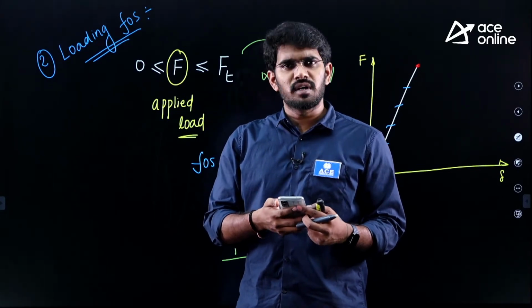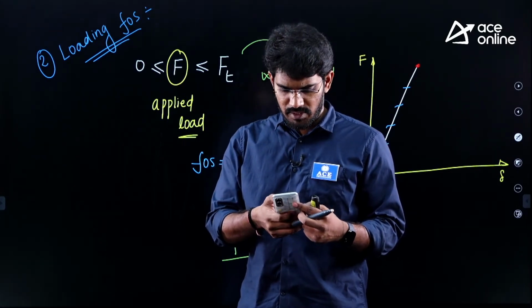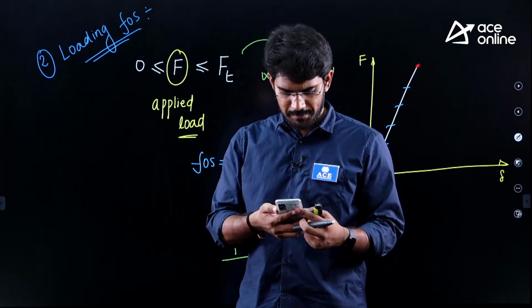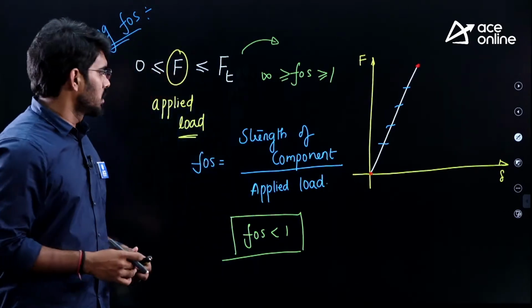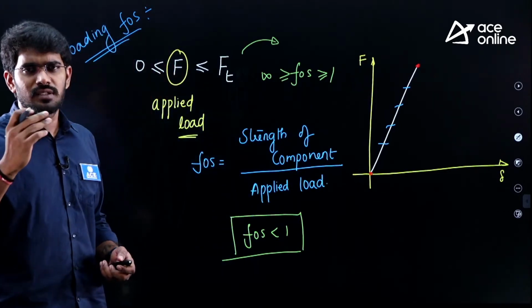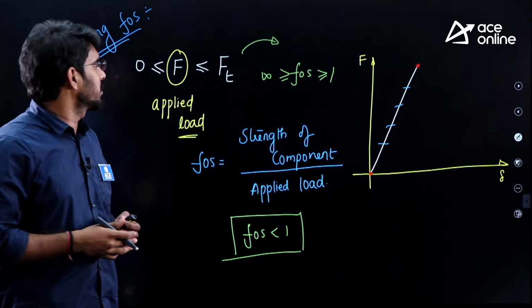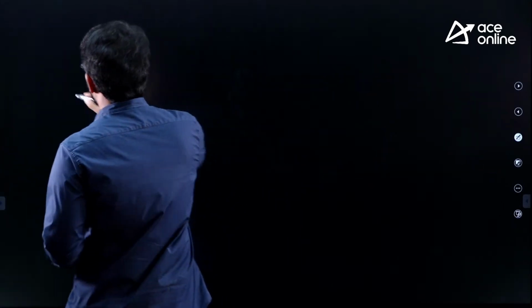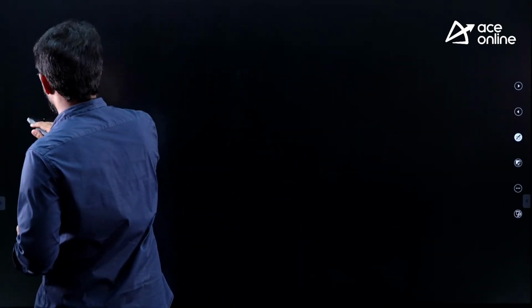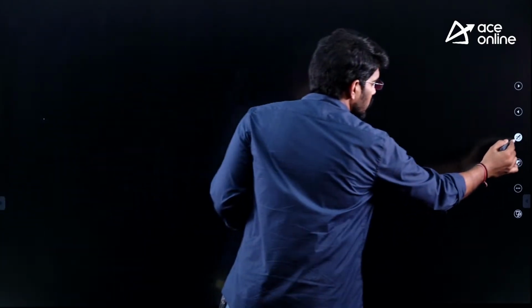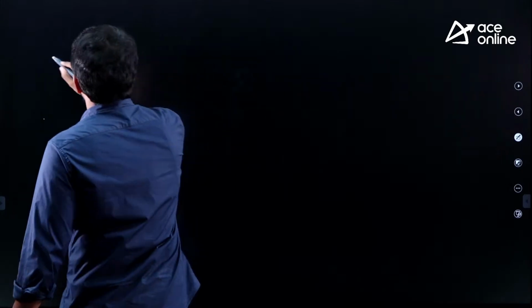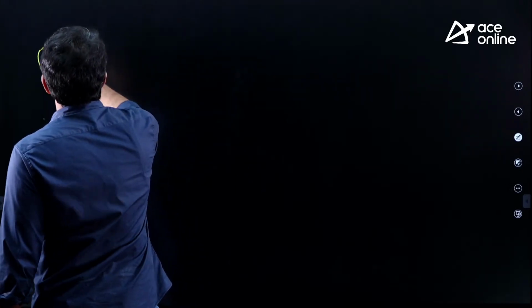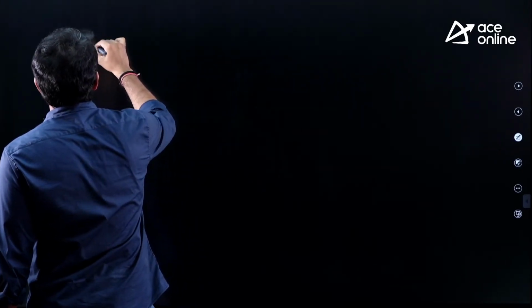I hope you are getting this simple concept. Okay. Now let's understand what is the third type of factor of safety that we have. The third type of factor of safety which we have is the theoretical factor of safety.